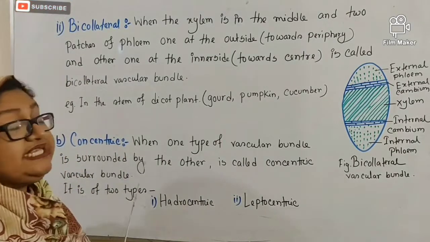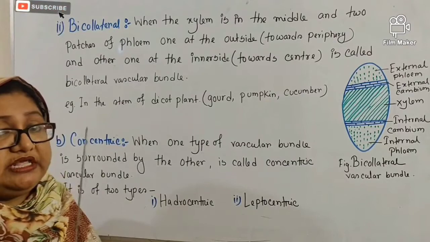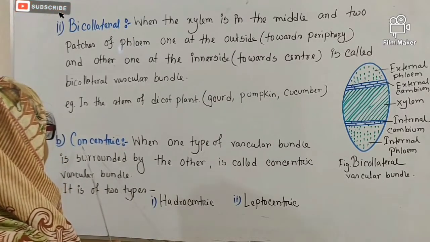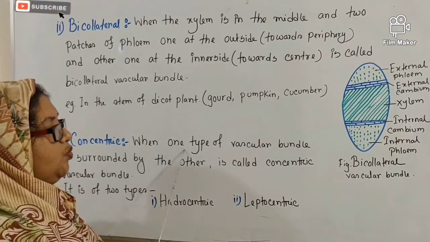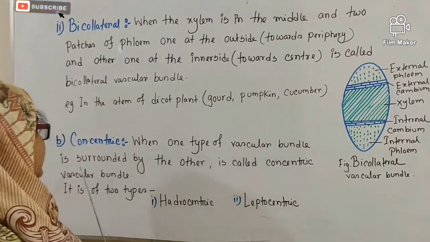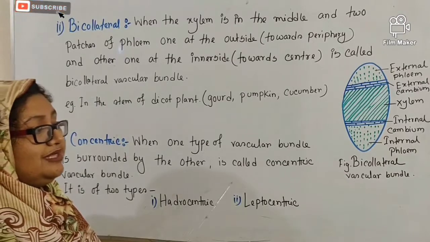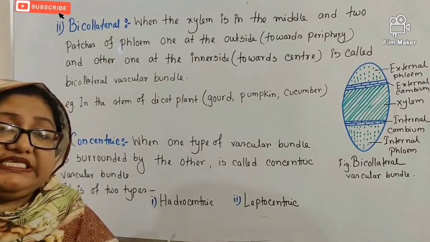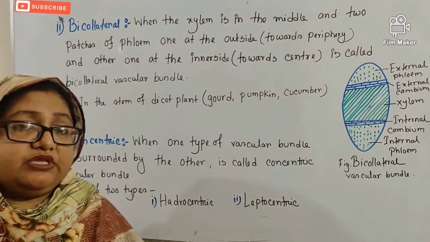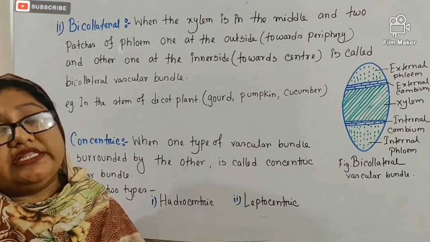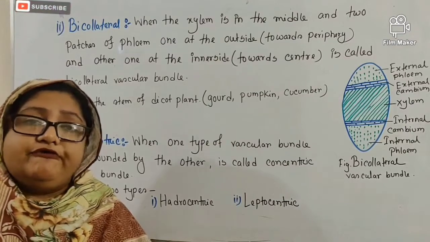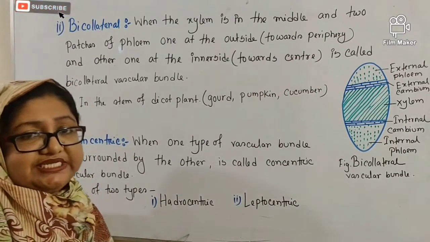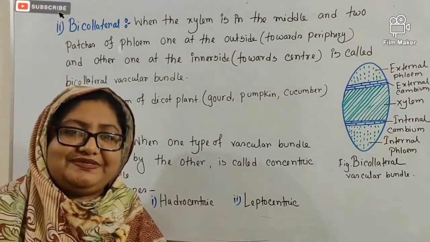Now concentric. This is the second type of vascular bundle. The first one was conjoint and the second one is concentric. When one type of vascular bundle is surrounded by the other, that is called a concentric vascular bundle. That means in this case either the phloem will surround the xylem or the xylem will surround the phloem. It is also of two types. One is hydrocentric, another one is leptocentric.